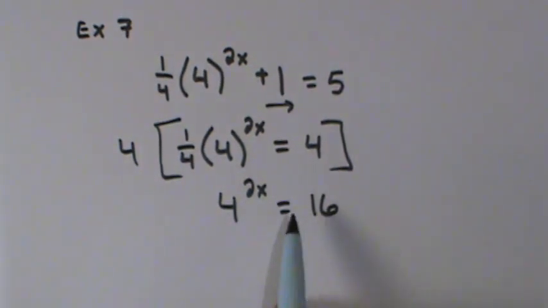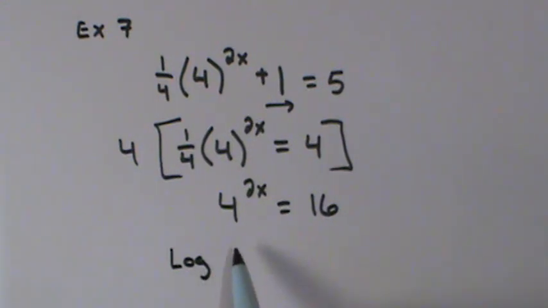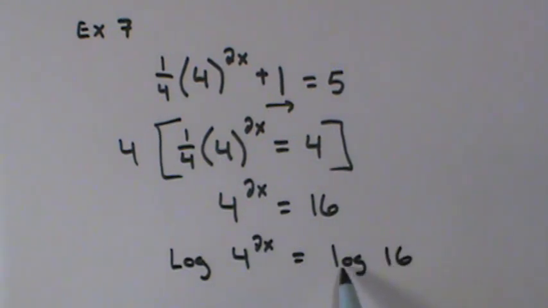So once you get to this where you have a base exponent equaling a value, that's where you can invoke your logarithm. And so you could say the log of 4 raised to the 2x is equal to log of 16. Now because I have that argument where I have an exponent, I am allowed to bring that out as a multiplier. So I can go 2x log 4 is equal to log 16.